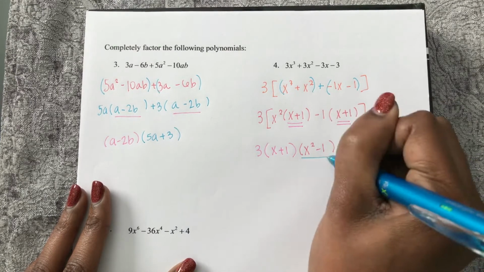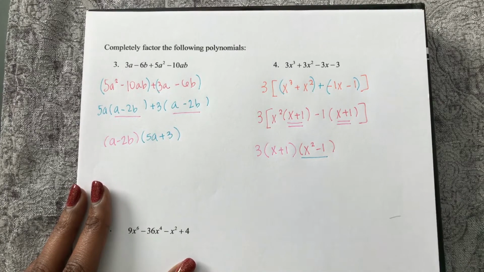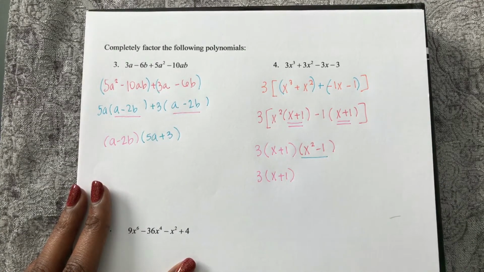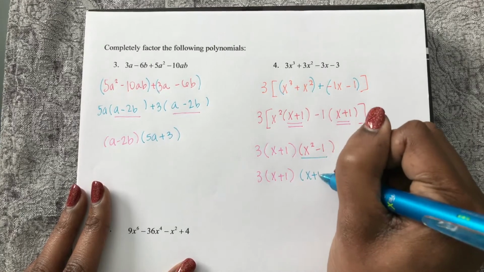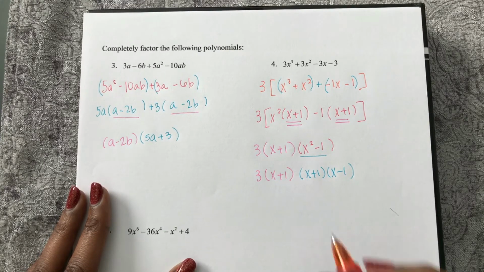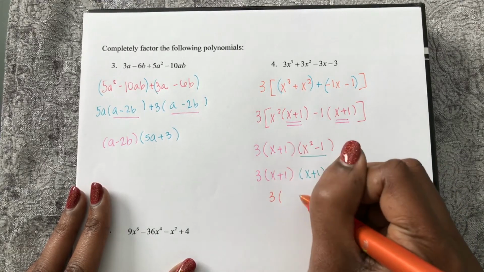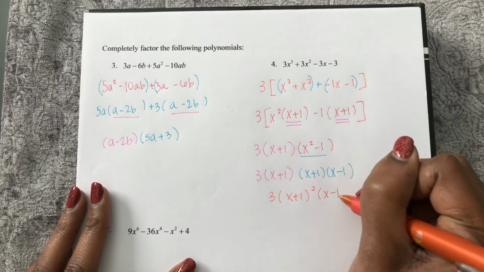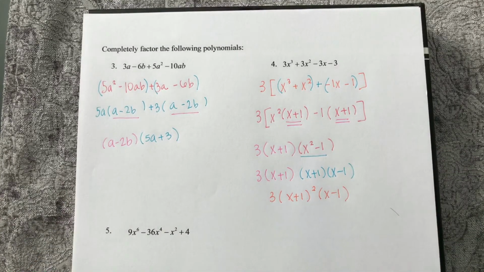Now this is a difference of squares. So this is 3 multiplied by x plus 1. And this factors to be x plus 1, x minus 1. So now to rewrite this answer condensed, x plus 1 multiplied by x plus 1 is x plus 1 squared multiplied by x minus 1.